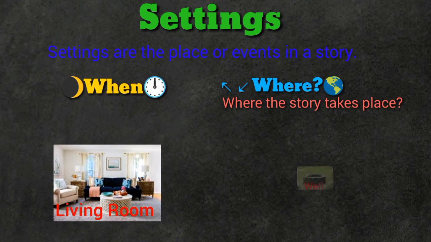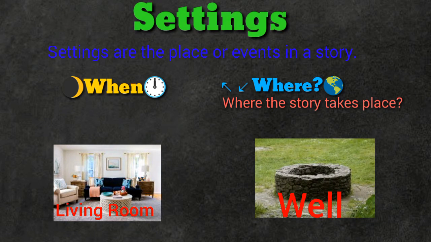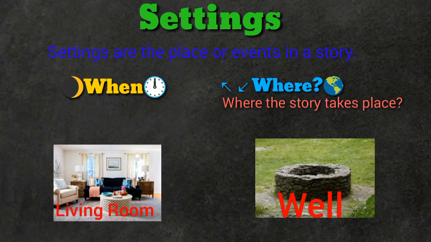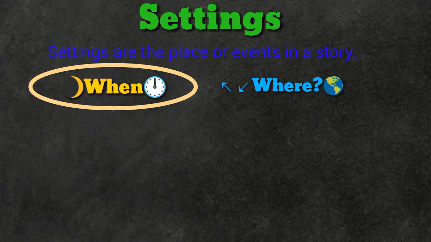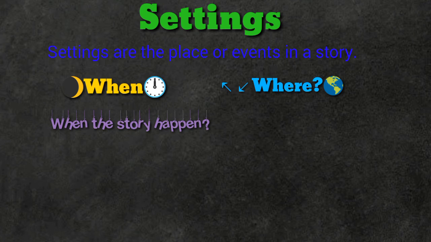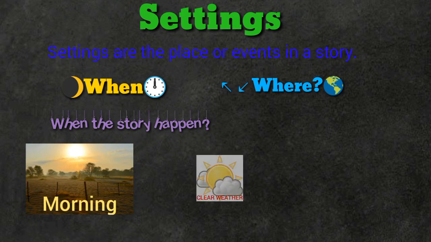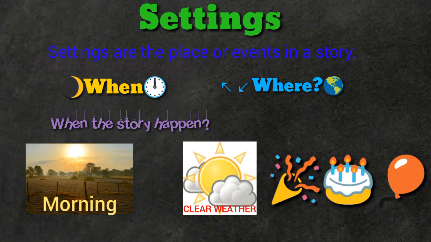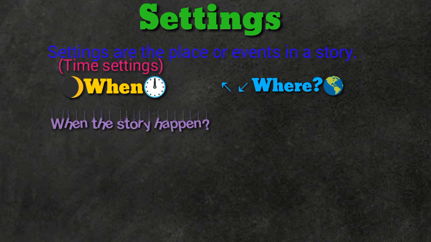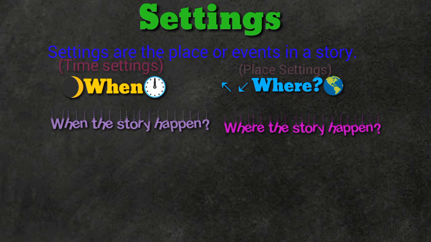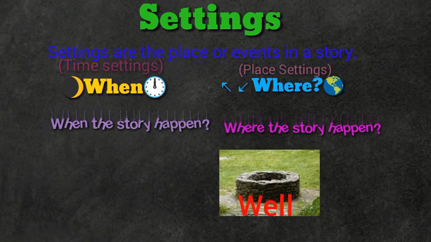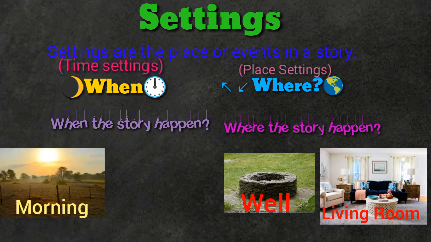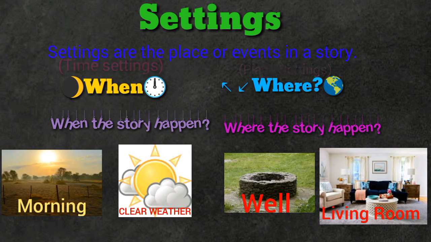In a living room, in a well, these are the settings. But settings can be time or events also. It answers the question, when the story happened. In a morning, warm clear weather on his birthday. These are the settings as time. Settings are place and events in a story. On a well, on a living room, in a morning, with warm clear weather are the settings.